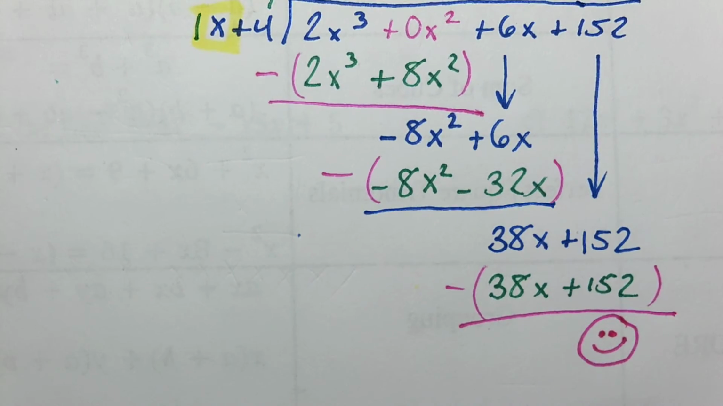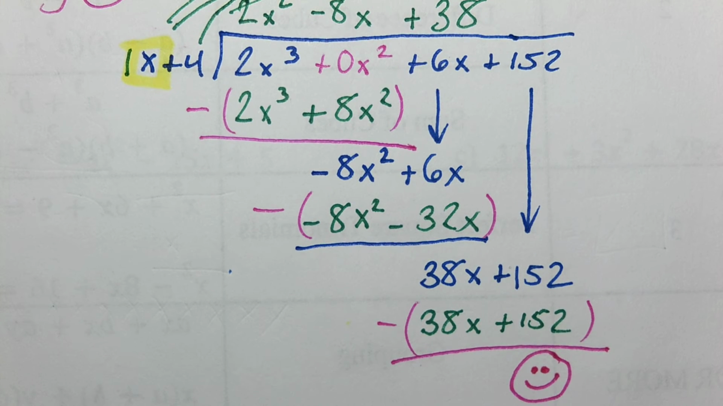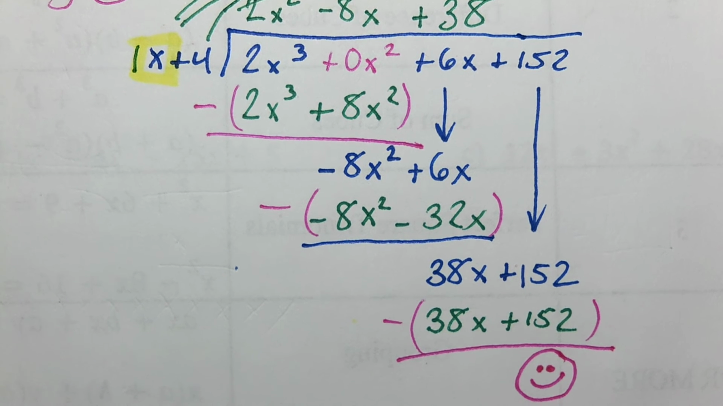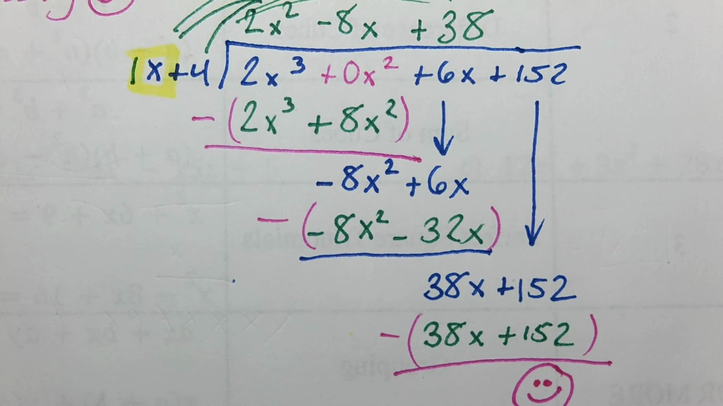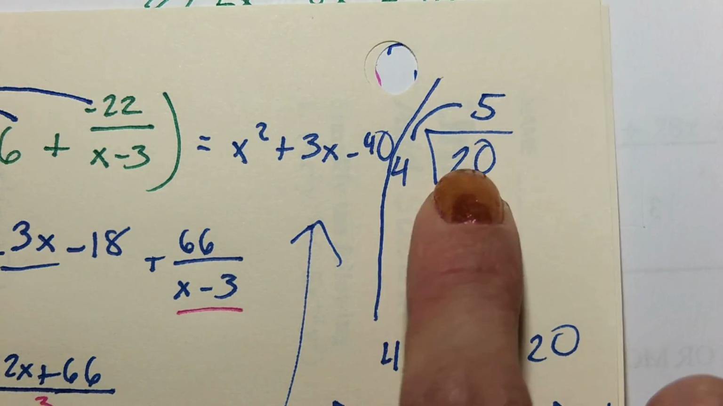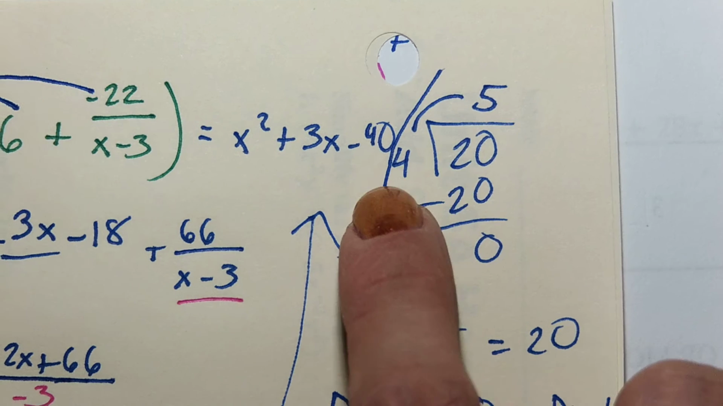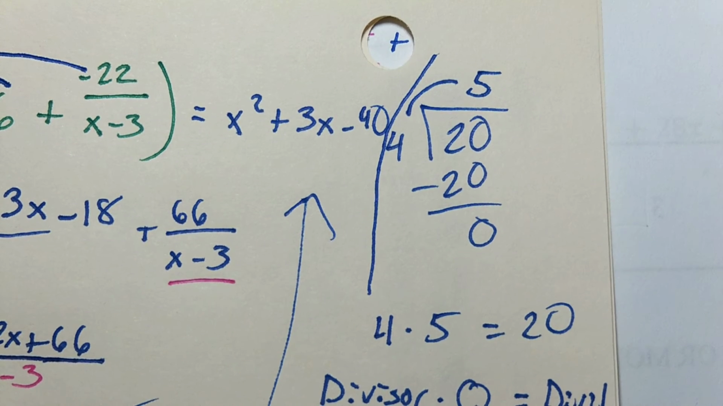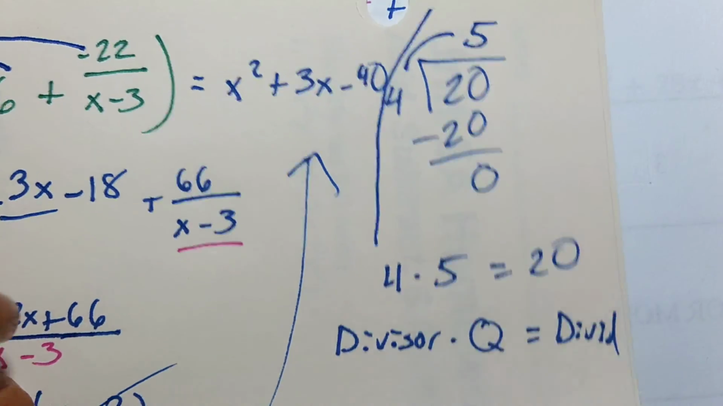Now, I like to put a happy face in my 0, not just because it vibes, but because we should be happy when we get a remainder of 0. Because what does getting a remainder of 0 mean? Going back to that example we did here, if I get a remainder of 0, what can we say about 4 and 5 relative to 20? They are factors of 20.